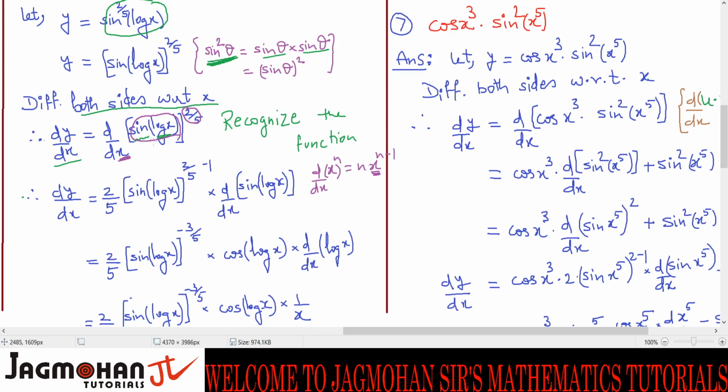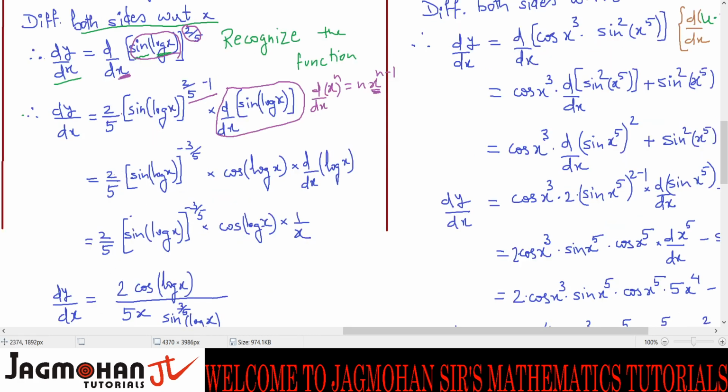So here you will apply that result, d by dx of f of x raised to n. So it will be 2 upon 5 sine of log x raised to 2 upon 5 minus 1 into d by dx of sine of log x. Why d by dx of sine of log x? Because you have to multiply d by dx of f of x, and f of x is sine of log x. Then next step, you have 2 upon 5 sine of log x, and you will do the simplification here. This will get you minus 3 upon 5, and d by dx of sine of log x you have to write.